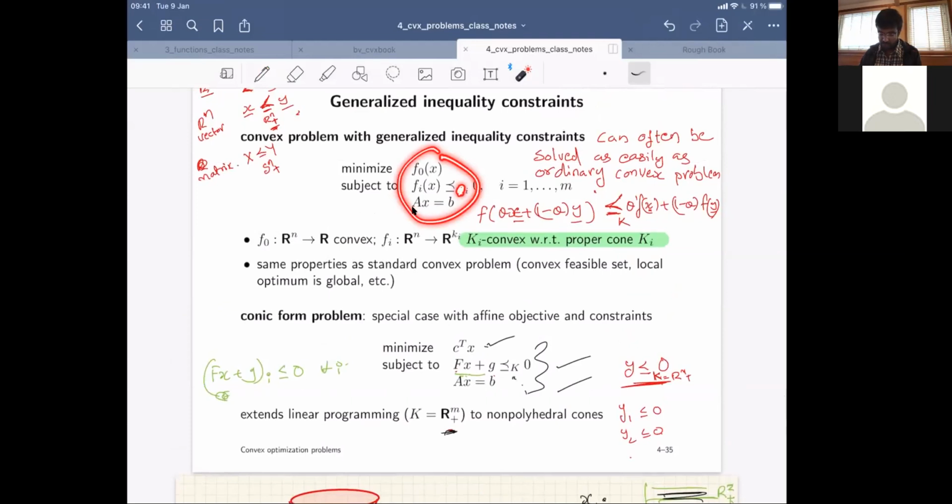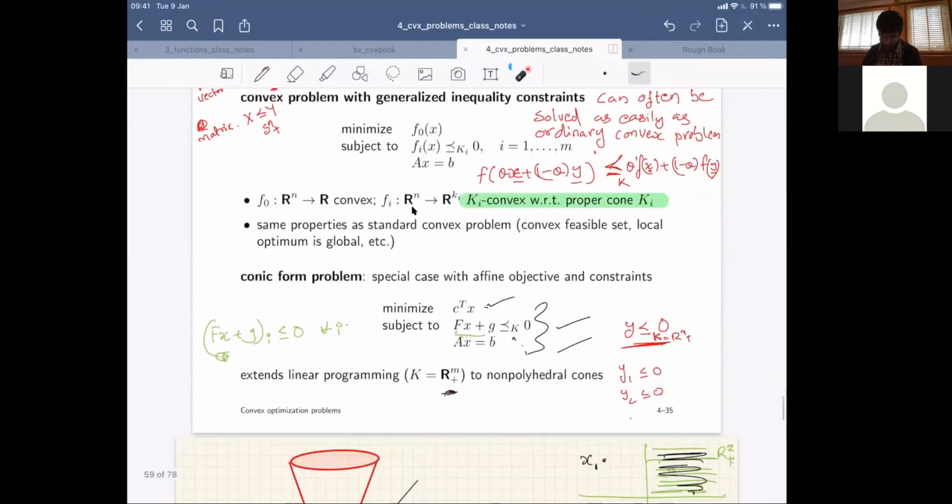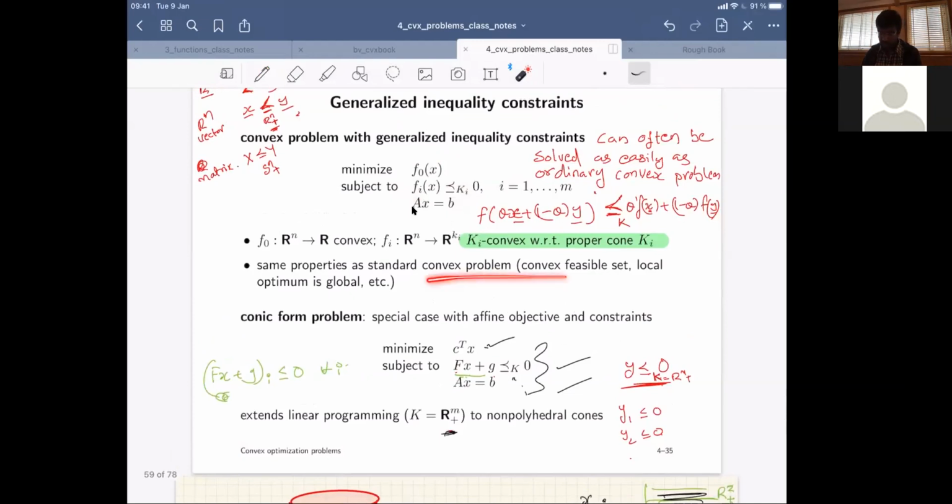Now what we do is we replace this inequality with a generalized inequality to get a generalized class. And now, for this problem to be convex, the Fi has to be K-convex. And also remember, this inequality is defined with respect to a cone, which has to be a proper cone. And now this is the generalized inequality version of the convex problem. Now what we are seeing is a special class of that.